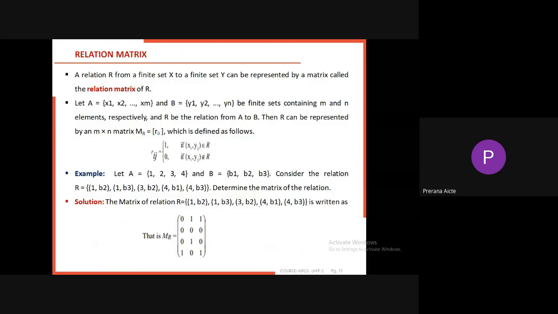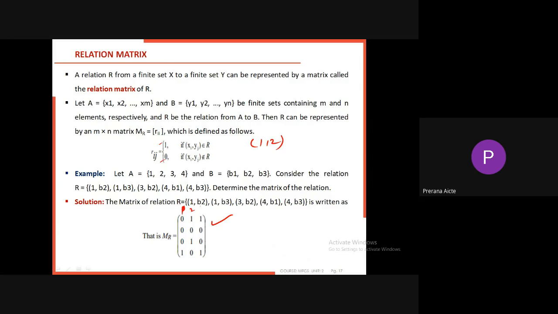Given any relation, that relation can be represented in the form of a matrix like this, which will contain the values 1 and 0. We write 1 if x is related with y. That means if you have the ordered pair 1 comma 2, then here I will write 1. If the ordered pair 1 comma 2 is not there, or no relation is there between 1 and 2, then I will write it as 0.